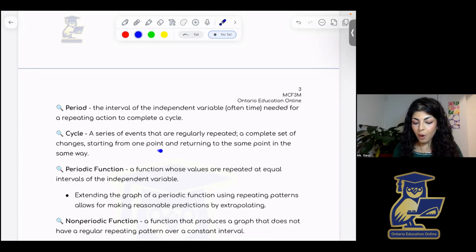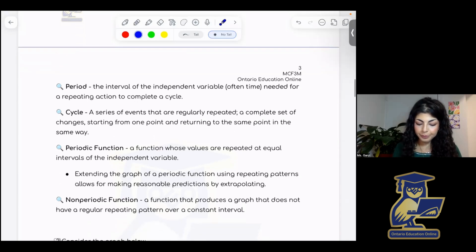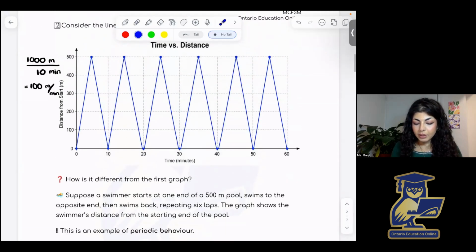And it's starting from one point and returning to the same point in the same way. Now, periodic functions, which as I mentioned at the beginning of this lesson, we are going to see that our sine and cosine functions are periodic functions because they will have values that are repeating at equal intervals. And this could even be a periodic function as well. And we see that this portion of it keeps repeating at equal intervals.